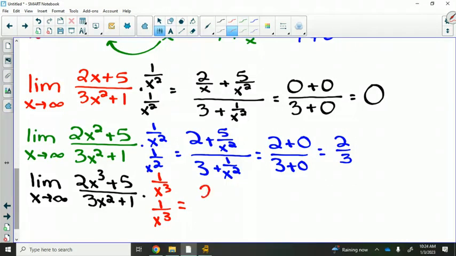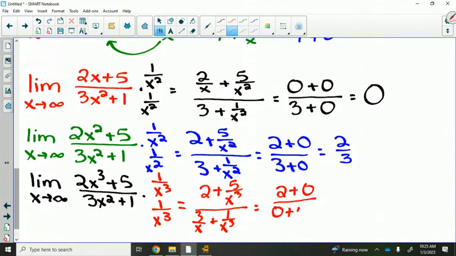That'll give us 2 plus 5 over x cubed. Then in the denominator, 3 over x plus 1 over x cubed. And then they're all in the form that we want, so we can take the limit. 2 plus 0 over 0 plus 0. So then that's 2 over 0. So that's undefined. So this limit does not exist, and we don't have a horizontal asymptote for this one.